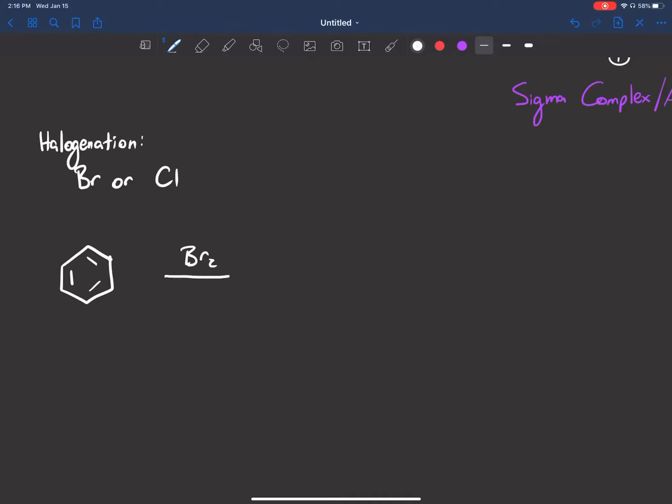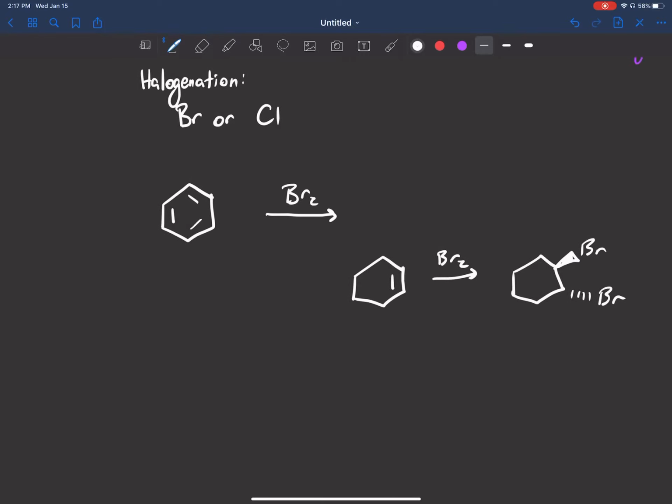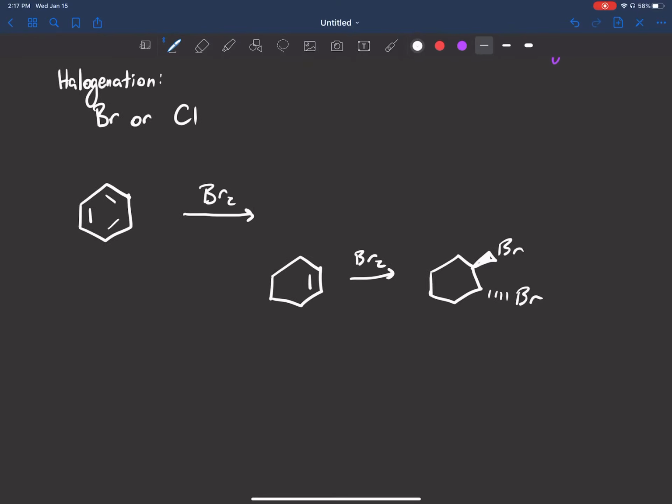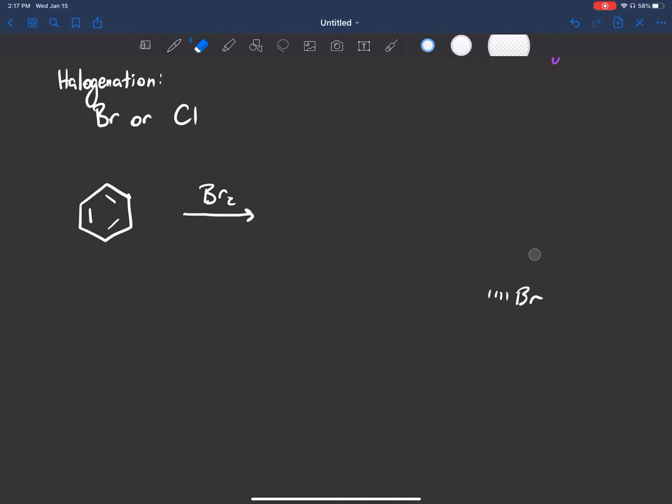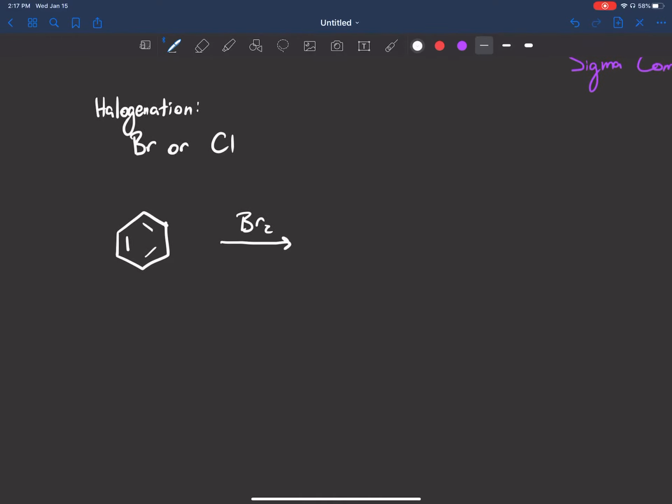Now, we can't just put Br2 by itself, right? Remember that when we had something like this from Orgo 1, we did Br2, we would get something like this. Remember this that was a really bad ring. Anti-addition, right? But in this case, benzene is too stable to react. So Br2 by itself doesn't cut it. So what we're going to have to do is we have to pair this with a catalyst.